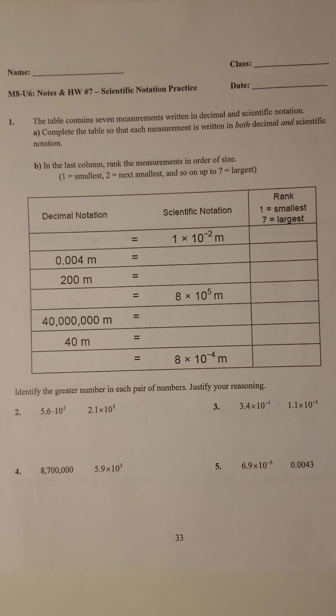Number 1 says the table contains 7 measurements written in decimal and scientific notation. Complete the table so that each measurement is written in both decimal and scientific notation, and then rank the measurements in order of size. 1 is the smallest number, and 7 is the largest.